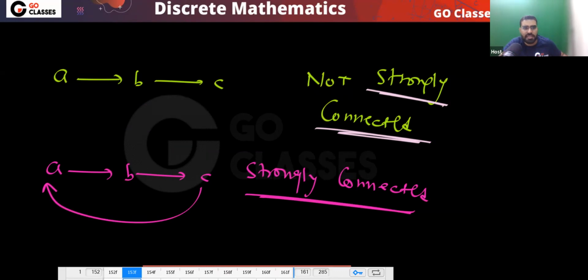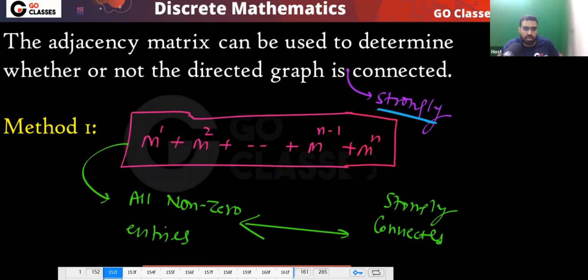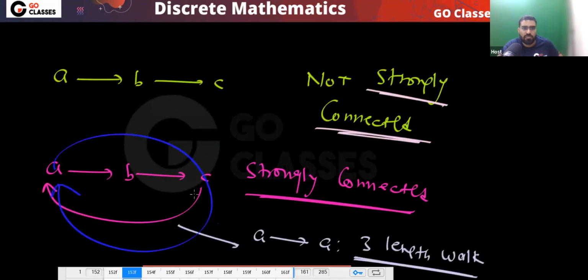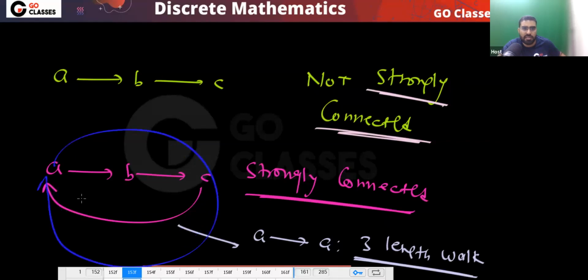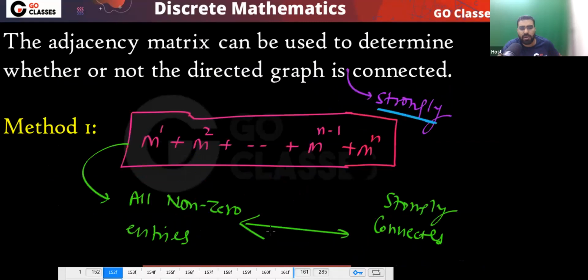So you can easily see that in this graph, from A to A, there is a 3 length walk. That is the reason I am saying that you have to go till M power n, so that you can cover this type of walks. This is the maximum that you want to cover. So just M power 1 to M power n. If all non-zero, then it is strongly connected. If it is strongly connected, then all will be non-zero.